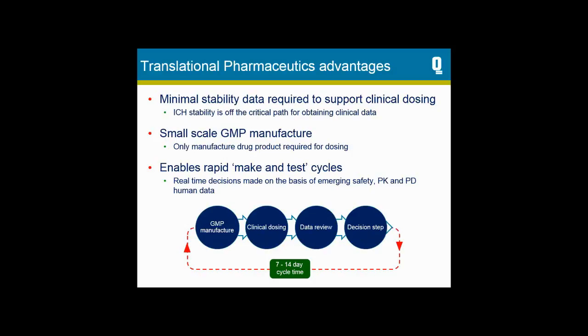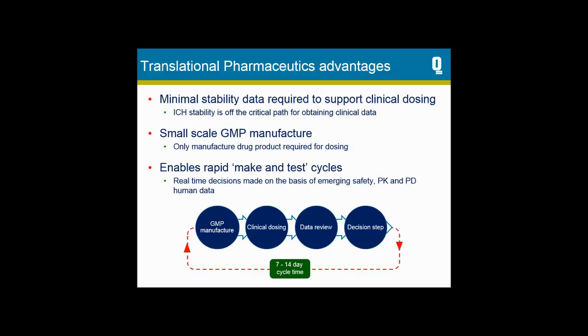Because of this integration, the Translational Pharmaceutics platform allows us to enter clinical dosing with a shorter shelf life on our drug products, and therefore we can enter clinical with a reduced CMC data package. We would typically submit around 7 days worth of real-time stability data to support an equivalent shelf life. This has the impact of removing ICH stability studies from the critical path, which can instead be run in parallel with clinical work.